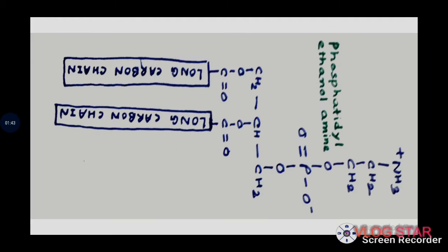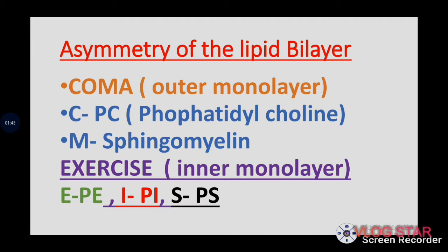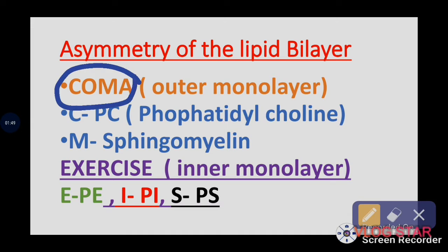So let me tell you this again. Here you can see that this term will help you to memorize which phospholipid is present in which leaflet. So first of all, in the outer monolayer, Co for phosphatidylcholine and Ma for sphingomyelin.